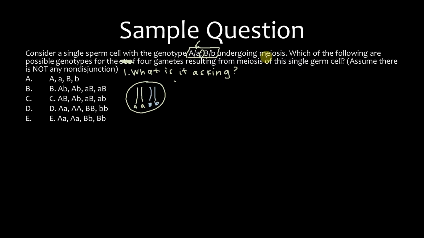And we are undergoing meiosis. Well, that's good, because we're not talking about mitosis, we're talking about meiosis. All right. And then, which of the following are possible genotypes of the 4 gametes resulting from meiosis of the single germ cell? Okay, so we need to figure that out, assuming that there is no non-disjunction. So the first question is we need to figure out what we know. So what is it asking? What are the genotypes of 4 gametes? And then what do we know? Well, we kind of already just did that. We know that the cell looks like this, and we know that we're talking about meiosis.